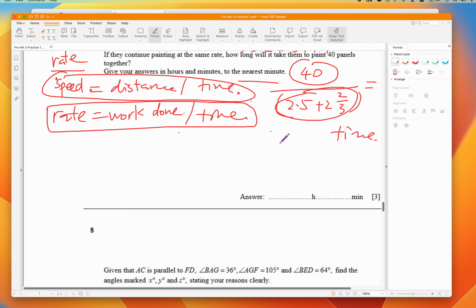Okay. So remember the key concept for rate is this formula. Work done over time. So if they ask you for the time, you always use the work done divided by the combined rate.